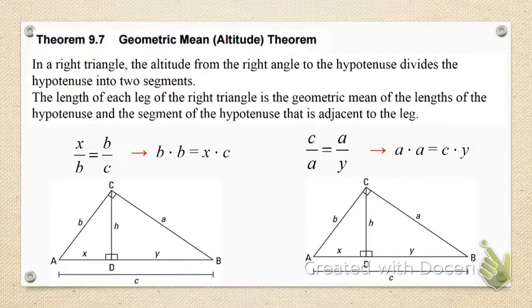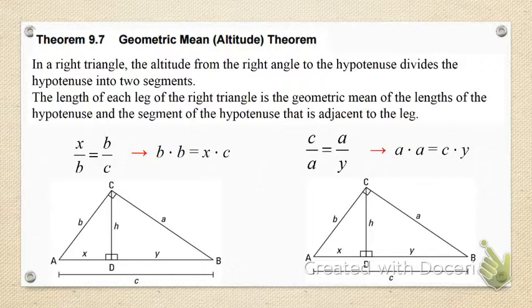The next theorem we're going to look at is the geometric mean leg theorem. Okay, this guy's sometimes called the boomerang. This theorem says that you can look at the length of the legs of the right triangle, and it will be the geometric mean of the hypotenuse segment that's closest to it and the entire hypotenuse.